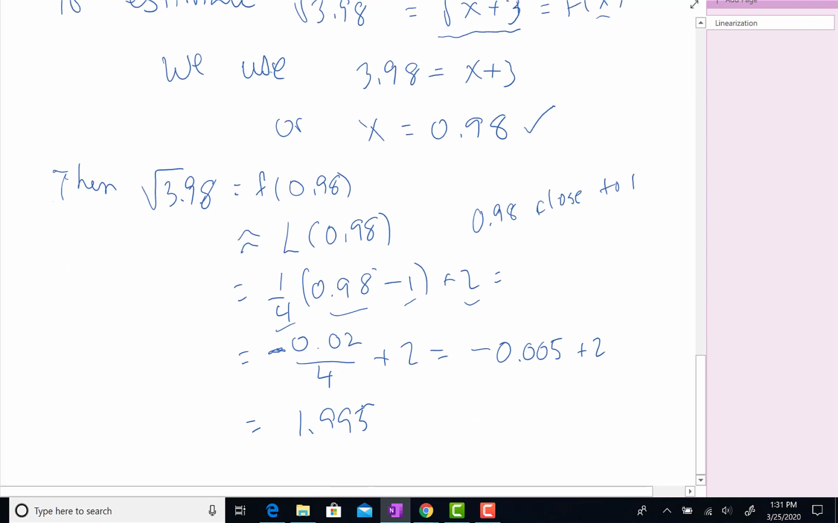And if we were to look at things in the calculator, we'd see this is really close. The calculator says 1.99499, and there are more digits, but this is really, really close. That's all for now.